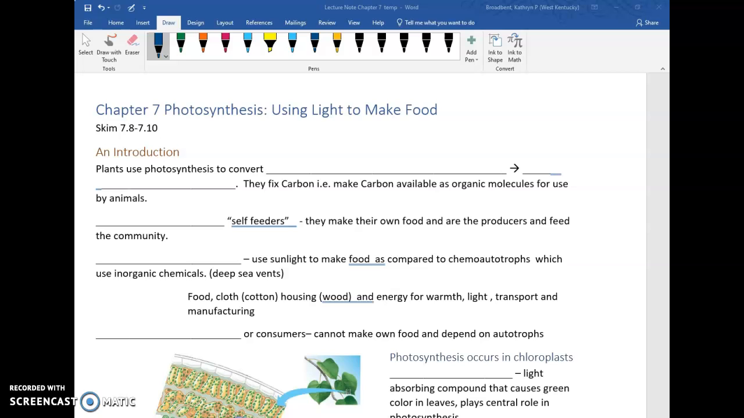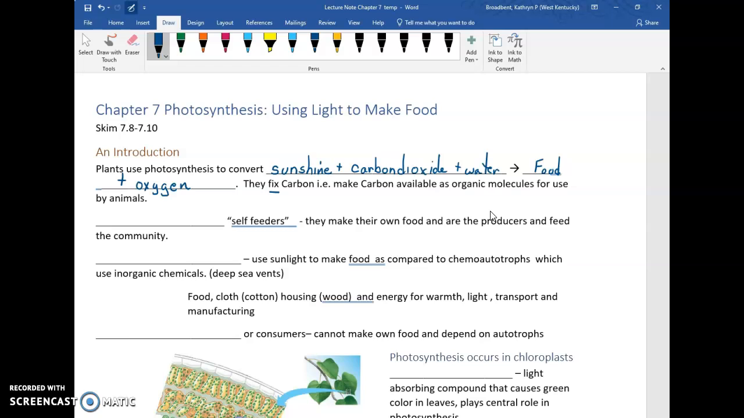So this is Chapter 7, Photosynthesis, using light to make food. Plants use photosynthesis to convert sunshine and CO2 and water into food and oxygen. Plants fix carbon, which means they make the carbon available as an organic molecule to use by animals. You can't build proteins or fats out of carbon dioxide, but you can out of sugars and the other organic molecules that plants make for us.